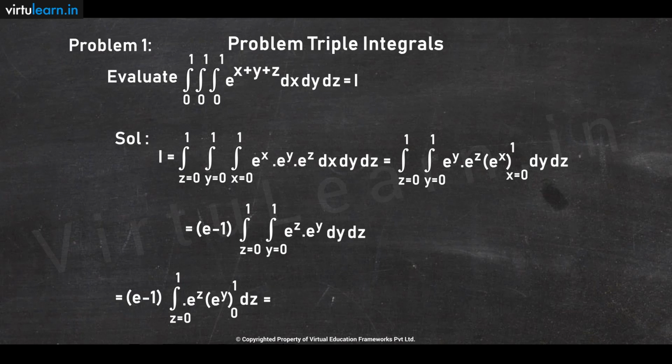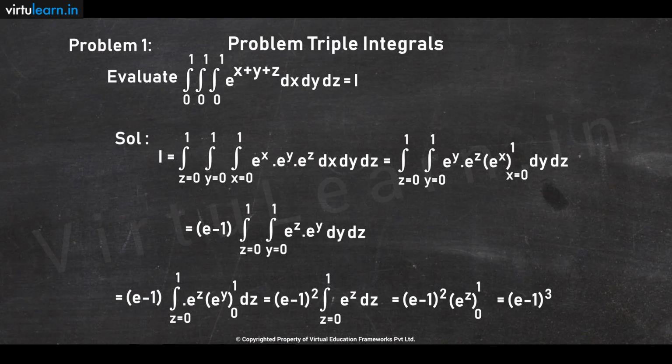So the integral becomes e minus 1 whole square, integral z is equal to 0 to 1, e power z dz. Now e power z is to be integrated, and we get e minus 1 whole square into e power z evaluated at 0 and 1. Substituting the limit, we get another e minus 1, or finally the value becomes e minus 1 whole cube.